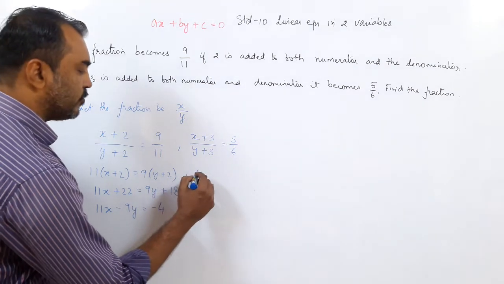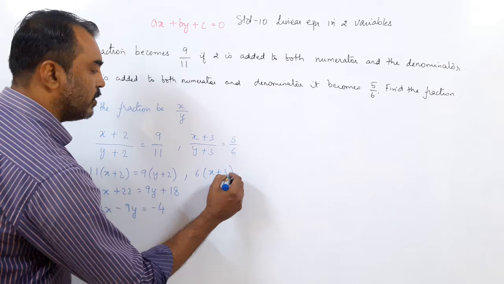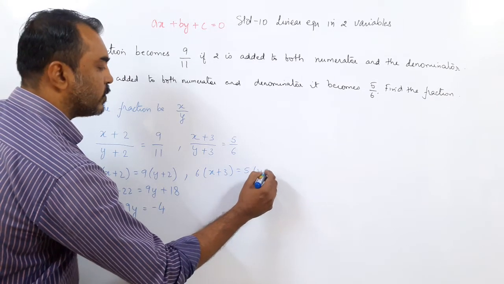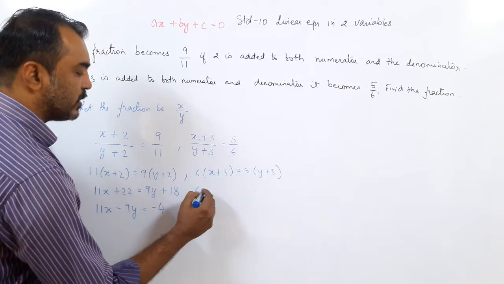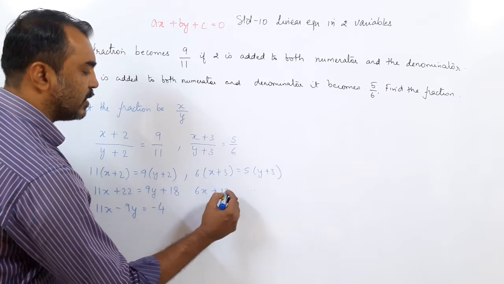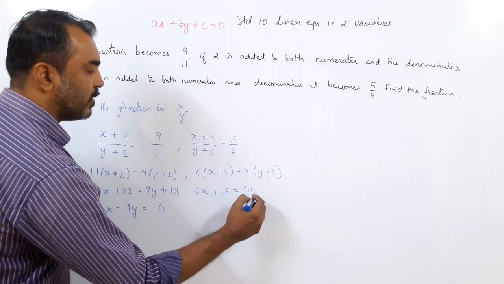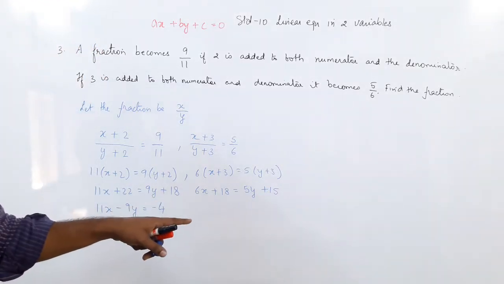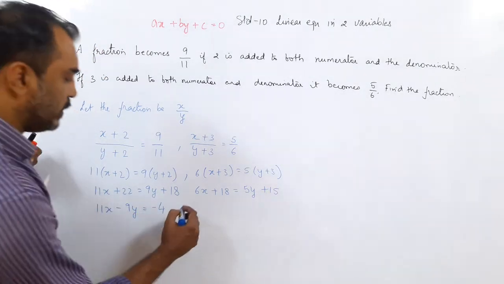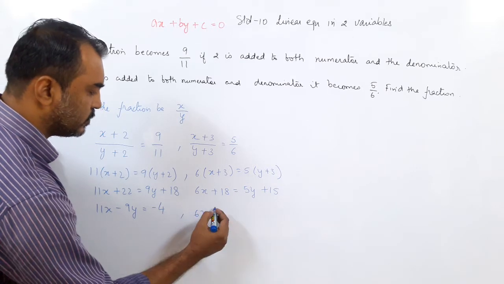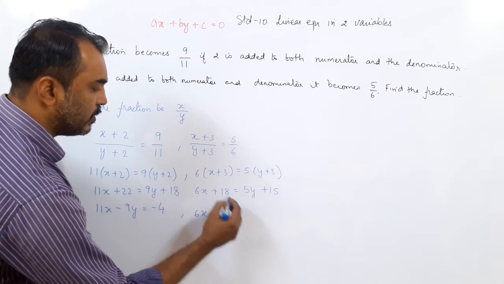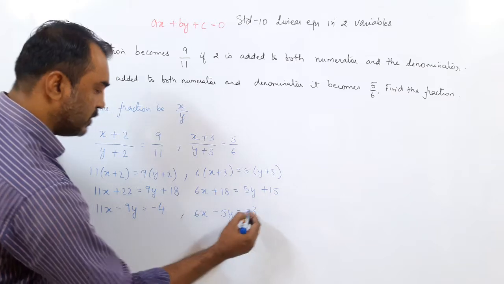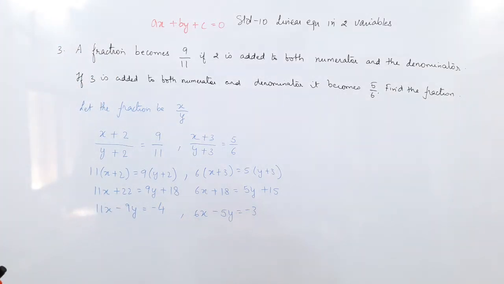Ax plus by plus c equal to 0. Same way here, we do 6 into x plus 3 equal to 5 into y plus 3. So 6 into x is 6x, 6 3s are 18, 5 into y is 5y, 5 3s are 15. Right? So we'll rearrange. So we get 6x minus 5y, 15 minus 18 is minus 3. So these are the two equations we got. Now comes the solving part. So we can solve it whichever method we want.